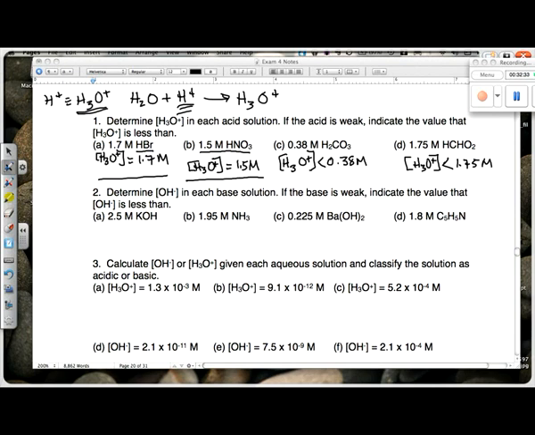All right, so we're going to do the same thing in number 2 for bases. Basically, you're looking for your strong bases, and we are paying attention to stoichiometry. That did not come into play in number 1, however, kind of did here. So really, what we should have said here was this.